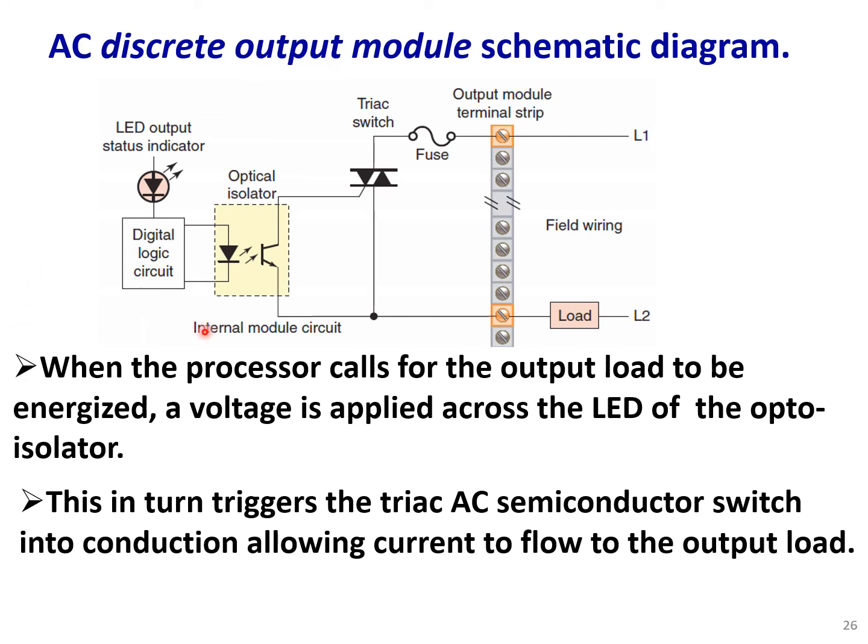So here we have that output module in more detail. We have an AC discrete output module schematic diagram, very similar to the input module. When the processor calls for the output load to be energized, a voltage is applied across the LED of the opto isolator. So here, basically this LED here is on. This in turn triggers the triac AC semiconductor switch into conduction, allowing current to flow to the output load.